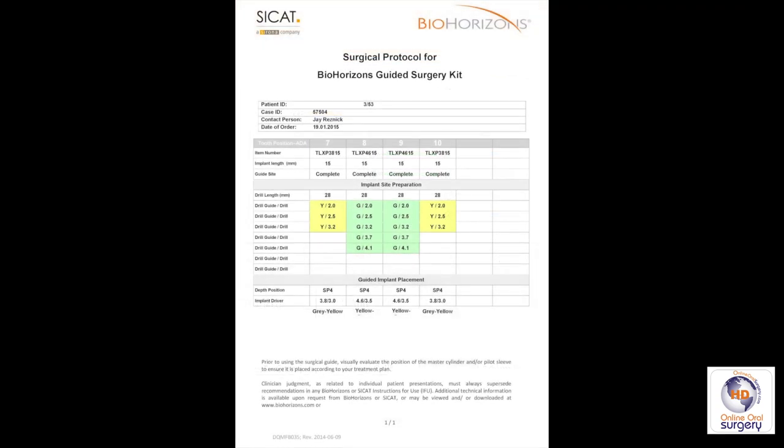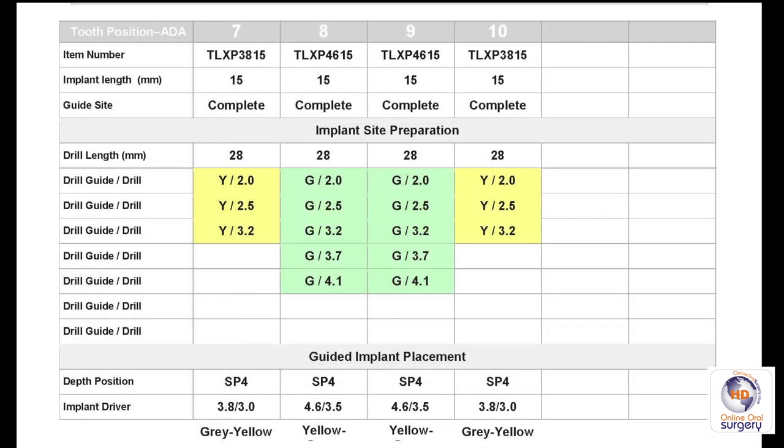Luckily, this is not something that the clinician has to calculate on their own. When the surgical guide is manufactured and delivered to the surgeon, it includes in the package a surgical protocol, which includes for each osteotomy site, for each implant position, essentially a recipe that tells you what drill length to use for each site and which drill guides are used to get the implant osteotomy site to the proper depth and the proper diameter.